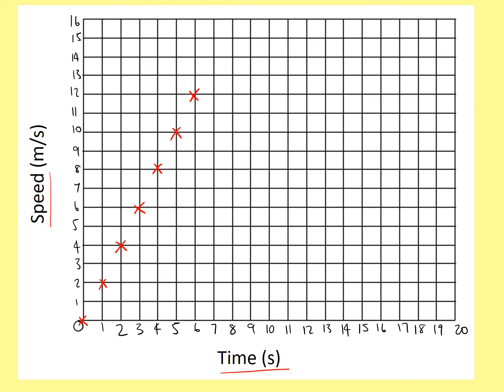And what I can do is replace all of those crosses with a straight line, with a line of best fit. And this shows me the acceleration of an object.